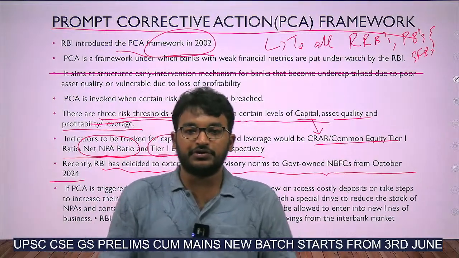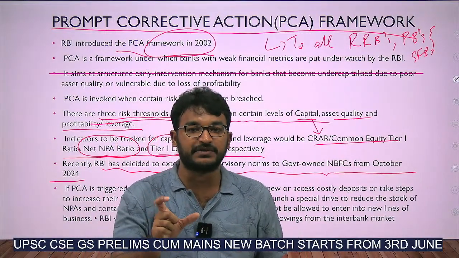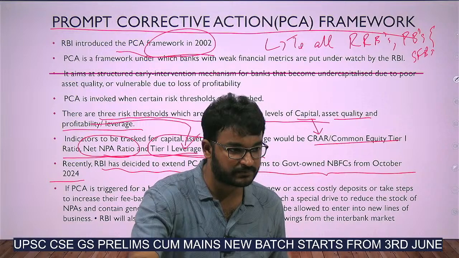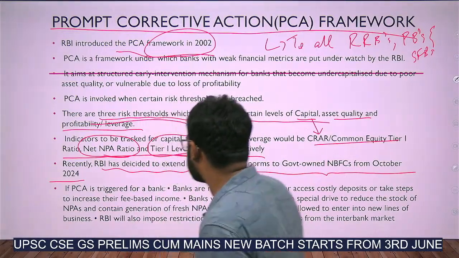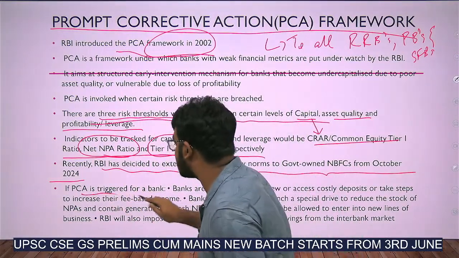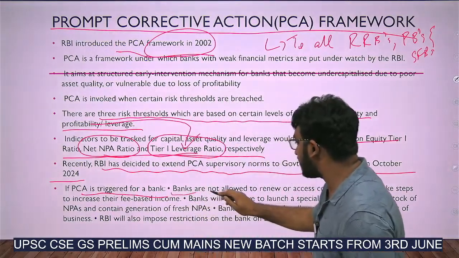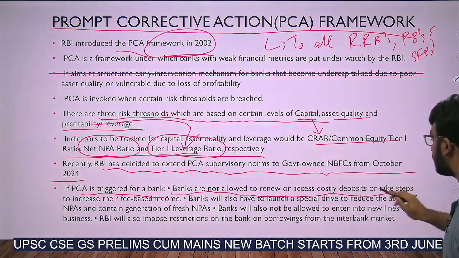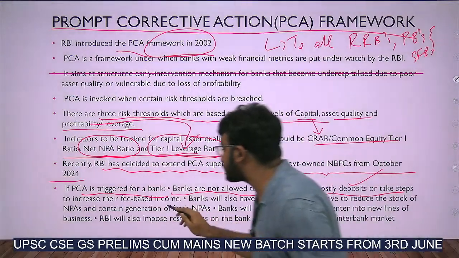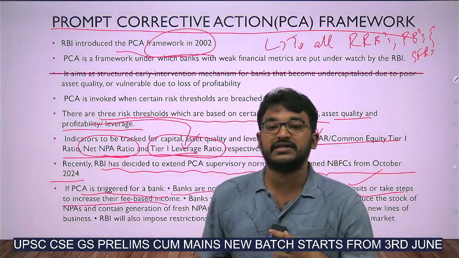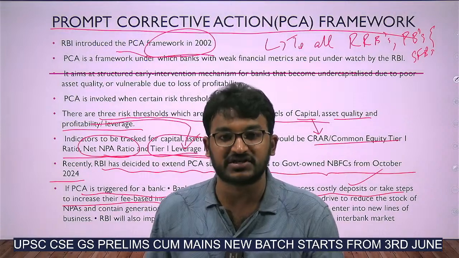And now, you need to know what happens if a bank is placed under the PCA framework. These are the things which will be happening. If PCA is triggered for a bank, banks are not allowed to renew or access costly deposits or take steps to increase their fee-based income. Means they cannot accept new deposits, costly deposits.